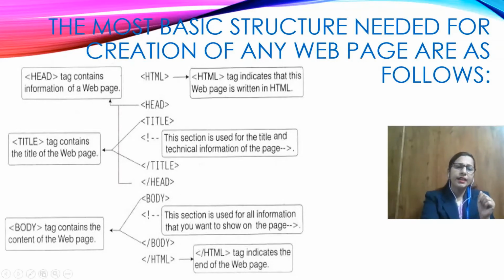Okay, after this we have to write the body tag, body starting, and this is the ending. This tag contains all the content of your web page. Okay, whatever we want to add in the web page, for example if we want to show that the page background will be yellow or red, and whatever text we are adding will come in another color, we can do all these things in the body tag. This section is used for all information that you want to show on the page.